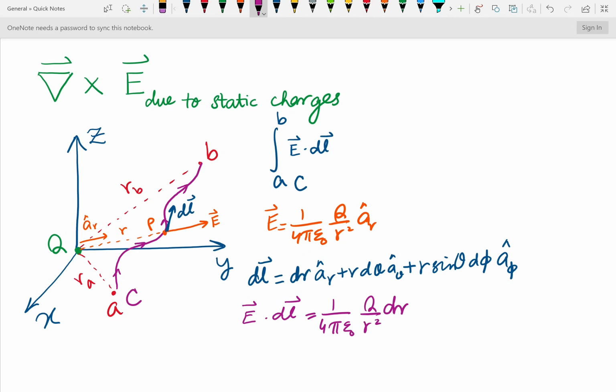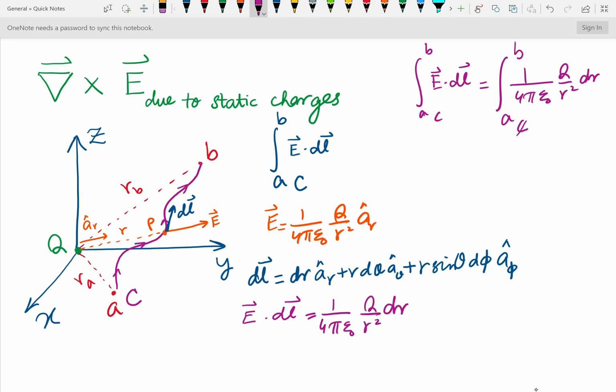Now to calculate the line integral of the electric field, we just integrate E dot dl from A to B along the path C, and since E dot dl is equal to 1 over 4 pi epsilon naught Q over R square dr, the line integral of E dot dl will be equal to the integral of 1 over 4 pi epsilon naught Q over R square dr from A to B along the path C. Now if you look at the integrand, you can see that the integral is independent of the path C chosen to reach from A to B.